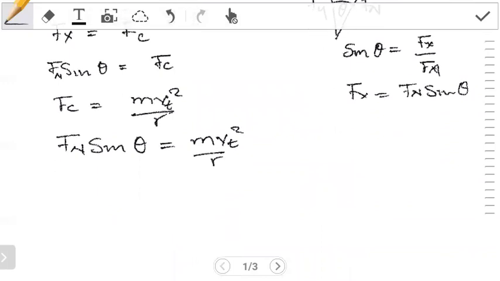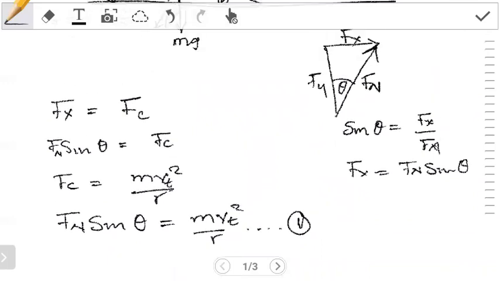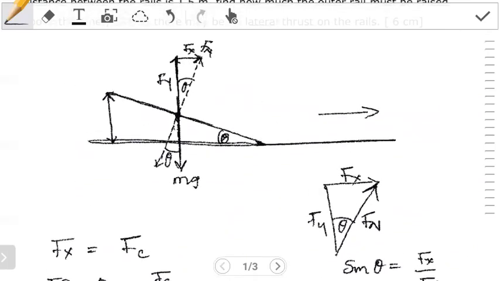Okay. So this then becomes our equation 1. Now, next up, we go to the y-axis. What is happening in the y-axis? If we come back to our diagram, remember when I'm saying the y-axis, the x-axis, I'm talking about in this frame. So as in the horizontal being the x-axis and the vertical being the y-axis.